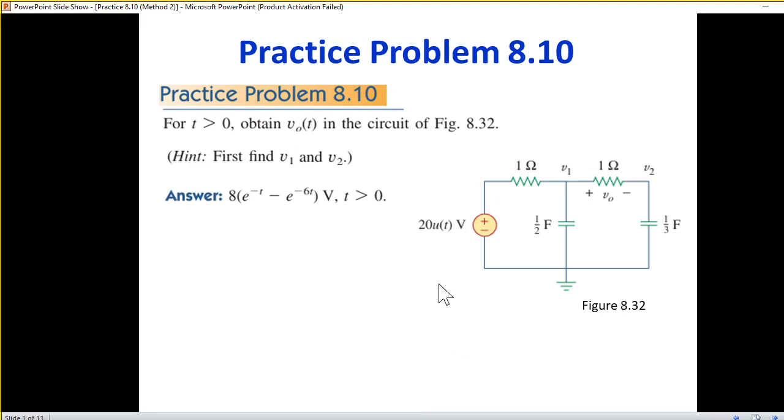Bismillahirrahmanirrahim. As I promised in my previous video, we'll use another method to solve this practice problem 8.10. The initial descriptions etc. are the same. This is the question. We have to find v0(t), the voltage here for t greater than 0. And the note given here is that you have to find V1 and V2.